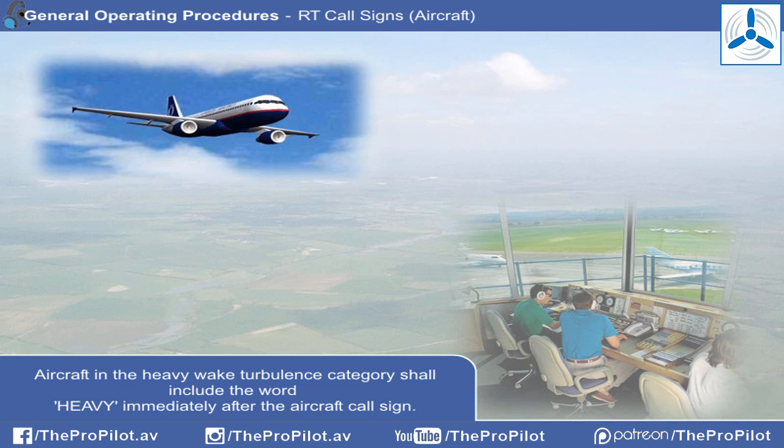Aircraft in the heavy wake turbulence category shall include the word heavy immediately after the aircraft call sign in the initial call to an air traffic control unit. This acts as a warning to other aircraft to maintain a safe distance from the heavy aircraft.